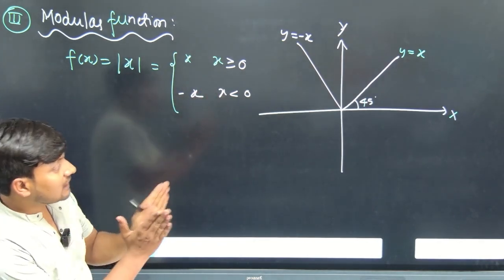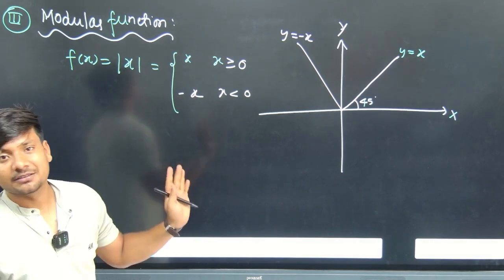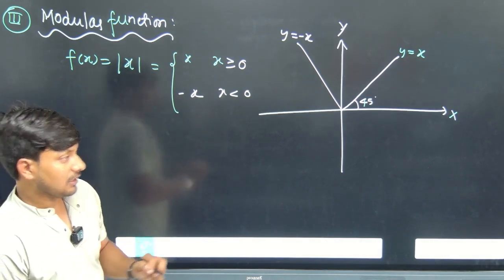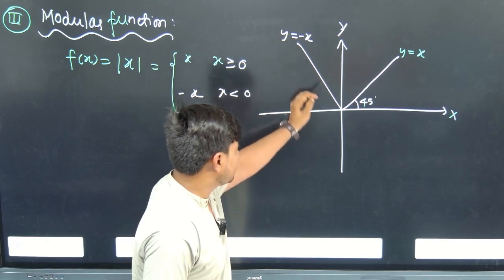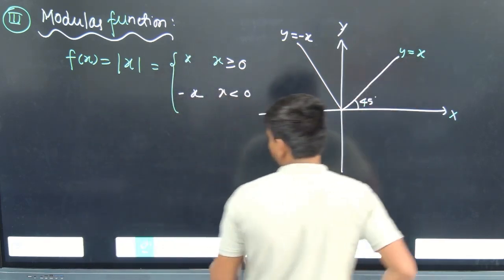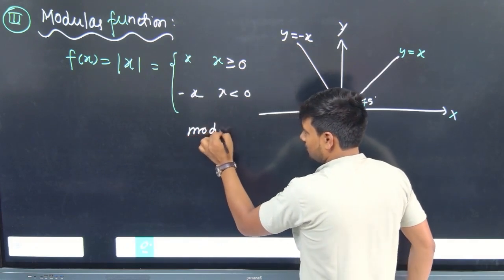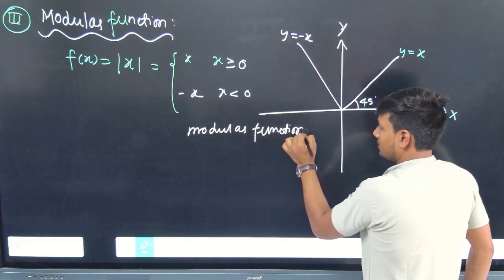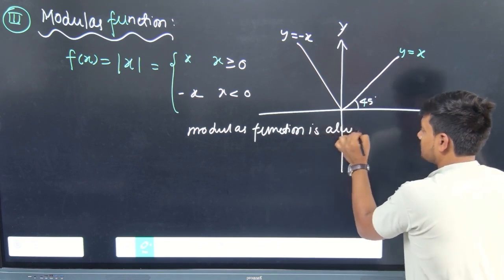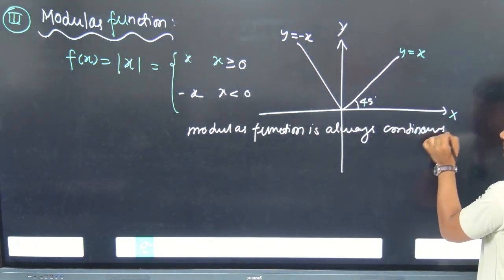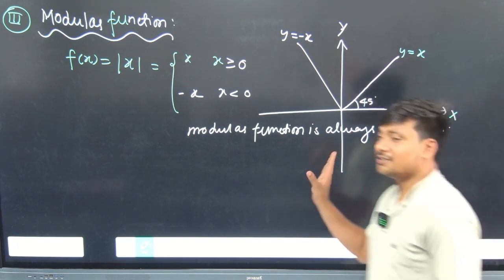You can see clearly that this graph is continuous everywhere, because you can draw the graph without lifting the pen. See this one like this. So you can see that modulus function is always continuous. Modulus function is always continuous. Okay, so mod x is always continuous.